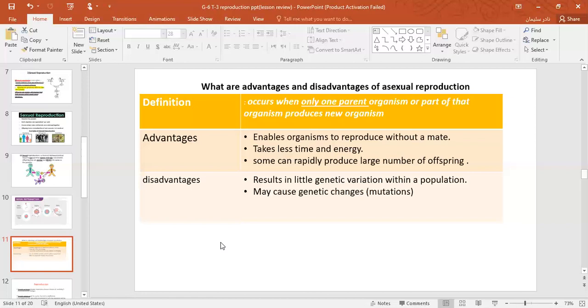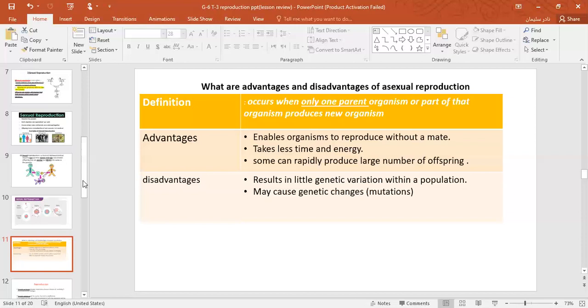These disadvantages are: asexual reproduction results in little genetic variation within a population, because an organism that is produced is a copy of the parent, and all offspring are copies of the parent. So here we don't have genetic variations. All organisms produced are the same as their parent. So no variation, all of them are the same, and all have the same DNA like the DNA of the parent. So no genetic variations.